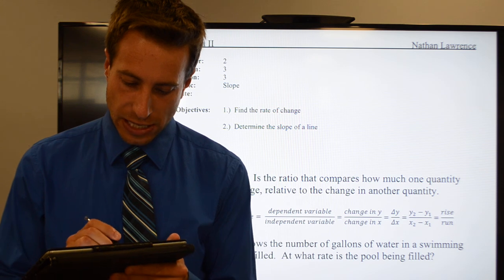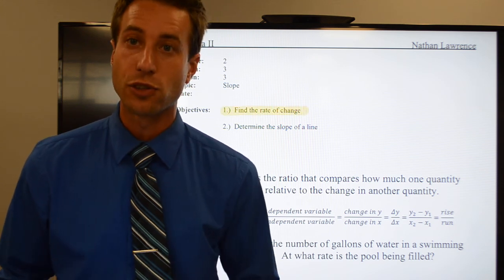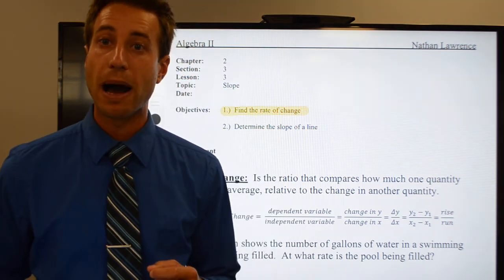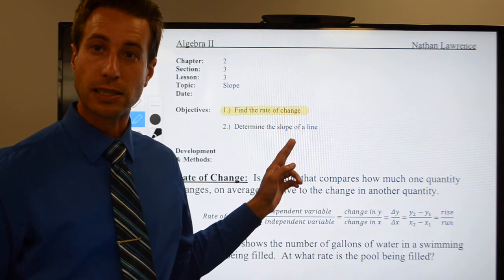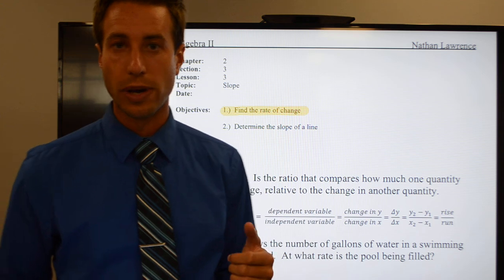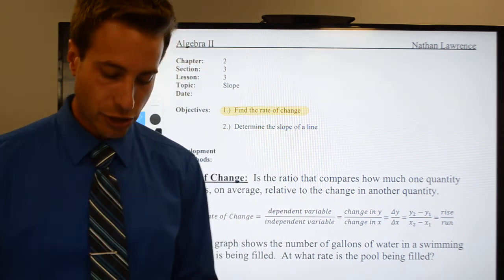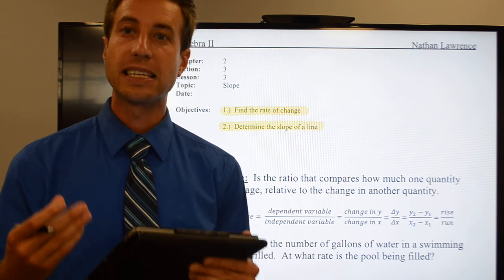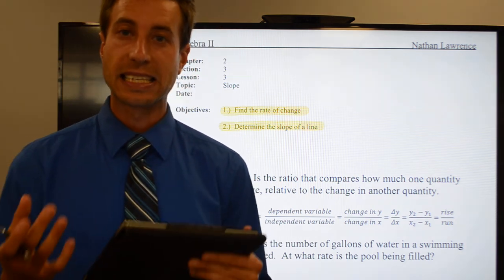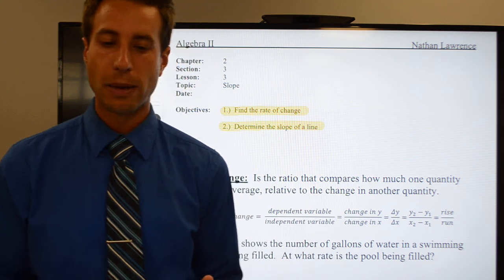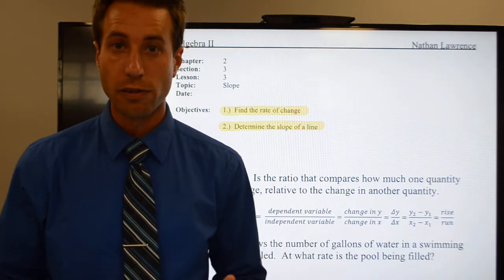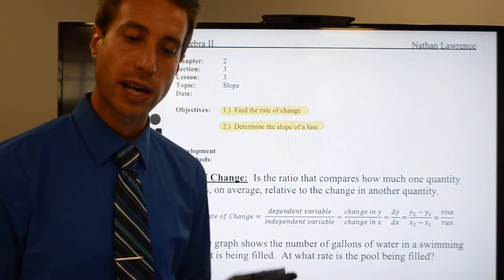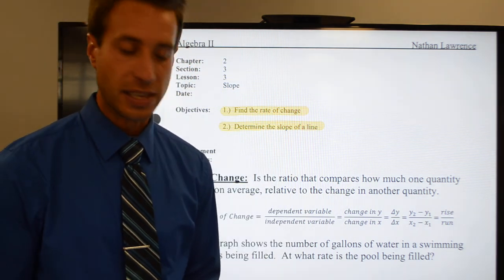The first one is you need to be able to find the rate of change. Before we can begin our discussion on slope, we're going to need to talk about rate of change, so that's the first objective we're going to start with. After that, we're going to begin to work on finding the slope of a line. Anytime we graph a function, you'll be able to find the slope of the curve that represents that function. So those are your two learning targets for this set of notes.